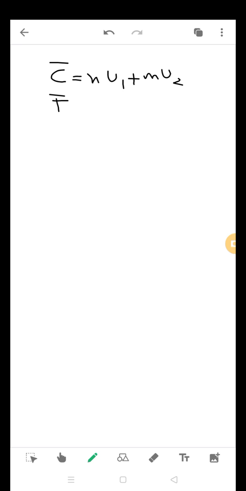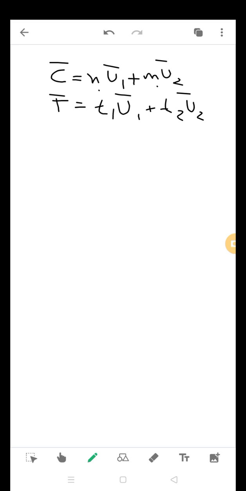So the translation vector again can be represented in terms of these basis vectors u1 and u2. Only the coefficients will change. Instead of n and m, we will now have t1 u1 plus t2 u2. These are vectors. Now how do we find the relationship between them?